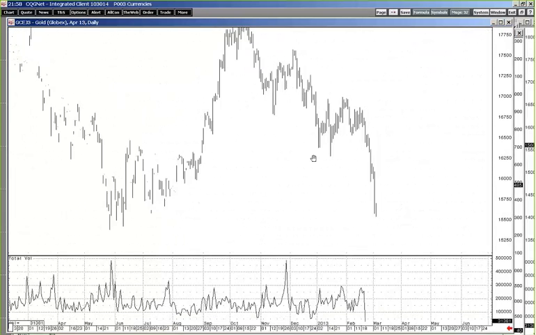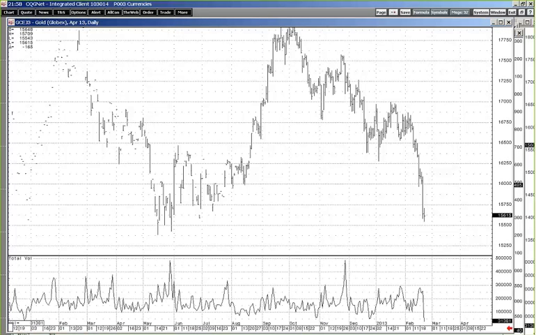Now, gold is one of these markets. Okay, this looks like a candidate here. All right, let's see. Let's go down to time frame here.